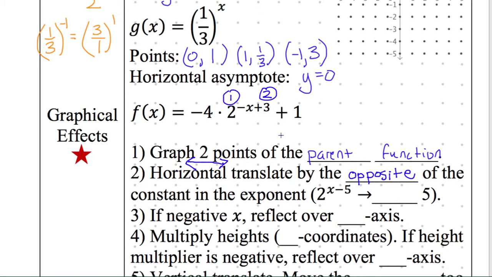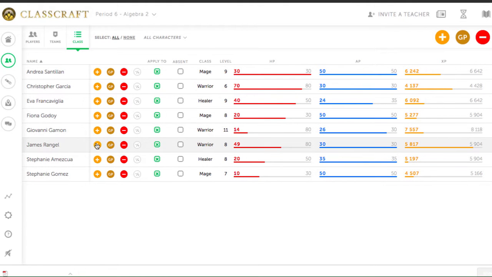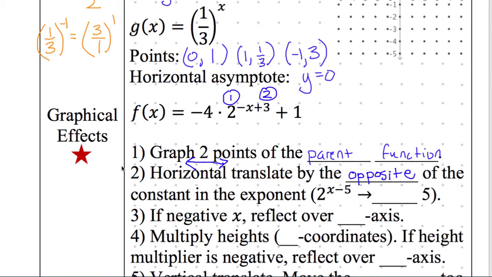And what is another word for translate? Let me come back and give James his XP. Translate. What is a less mathy word for translate? And you want to see Mr. Sandell translate? Move. Slide to the left. Cha-cha, real smooth. All right. So translate, I'm going to put above that, move.